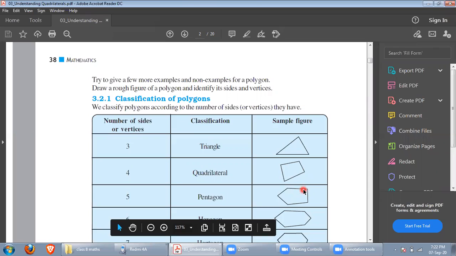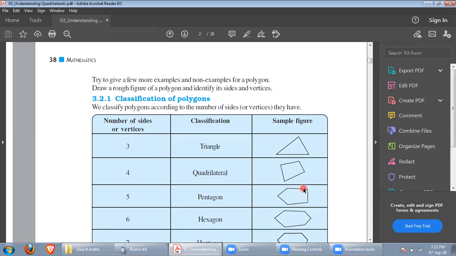Yes, tell me. Okay, I will check it now. Your question is whether the figure that you have drawn and sent through WhatsApp is a polygon or not.